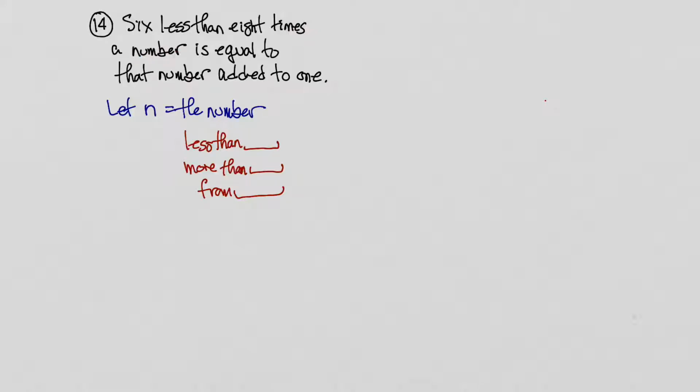8 times a number. So we are letting our number be n, right? N is the number, and 8 times that number, we're going to write like this, 8n, but then we have 6 less than that. So we're going to write 8n minus 6. And then is equal to, there's our equal sign. Is equal to that number added to 1. So we're going to take our number, n, and add it to 1. So how about take our 1 and then add our number to it? There it is. There's our translation.